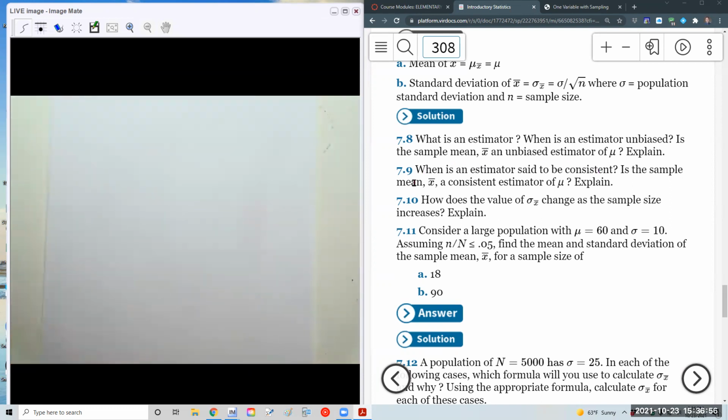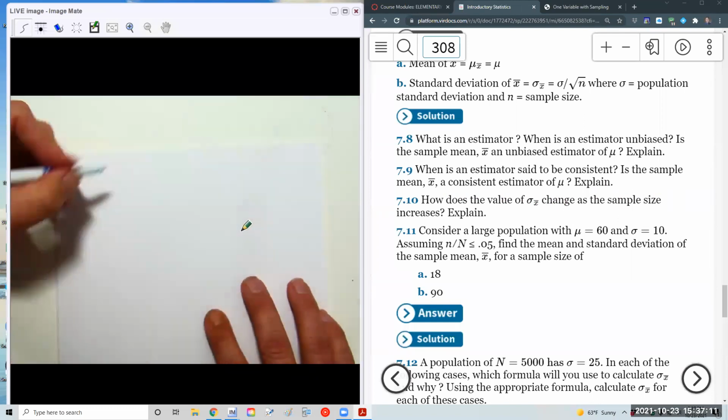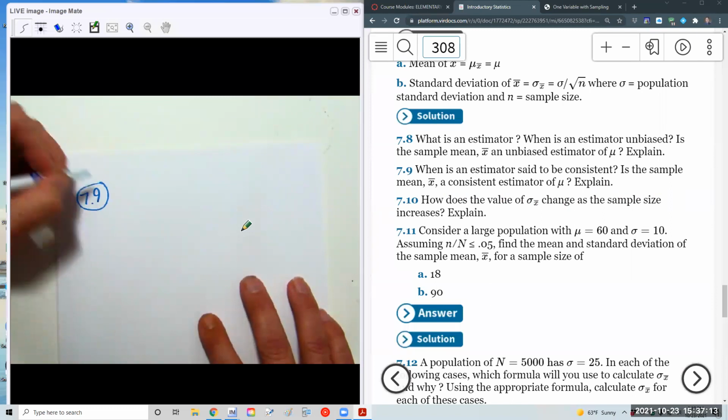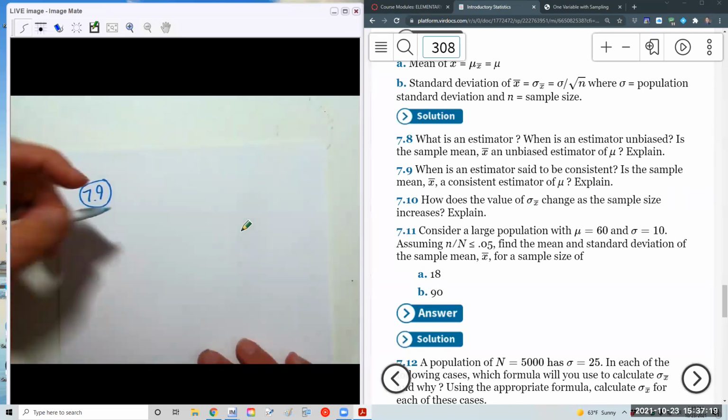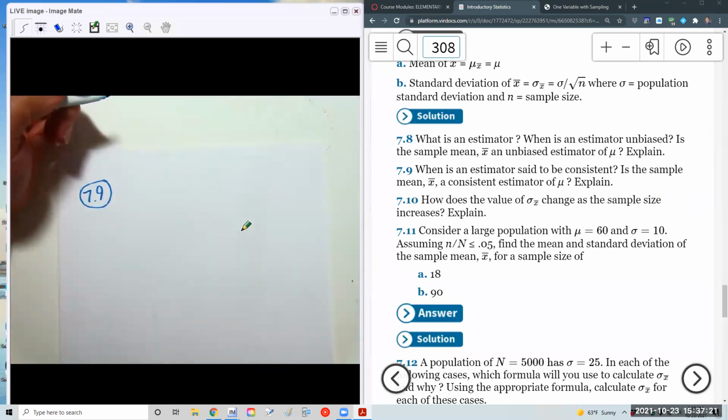Okay, question 7.9. When is an estimator said to be consistent? Is the sample mean x bar a consistent estimator of mu? Explain. We're told that an estimator is consistent whenever the standard deviation decreases as the sample size is increased. And this is the case for the standard deviation of the sampling distribution.